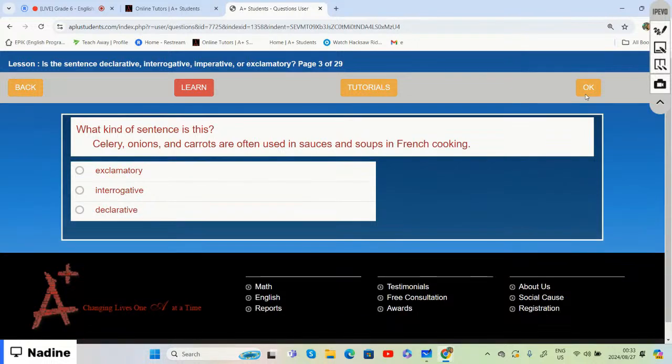All right, the next one says, what kind of sentence is this? Celery, onions, and carrots are often used in sauces and soups in French cooking. So, celery, onions, and carrots are often used in sauces and soups in French cooking. And it ends with a period. Is this an exclamatory sentence, an interrogative sentence, or is it a declarative sentence?